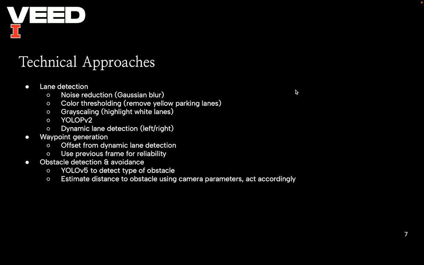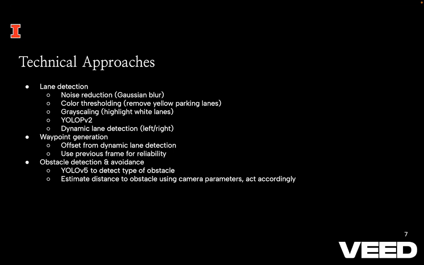So for the technical approach, for lane detection to start with, we applied a Gaussian blur to reduce noise throughout the image. There are also a bunch of different yellow parking lanes throughout the highway, so we thresholded that out using color thresholding. And then we applied grayscale to the image to highlight the wider lanes. For the lane detection itself, we implemented a pre-trained model called YOLO PV2. And then we also implemented an algorithm for dynamically detecting the lanes based on whichever one we see.